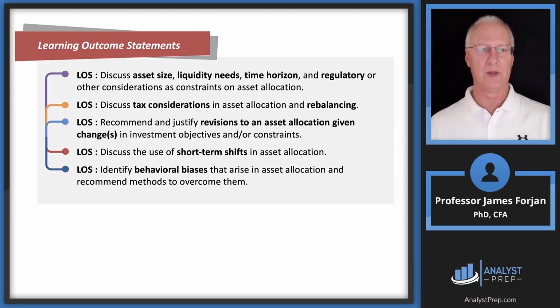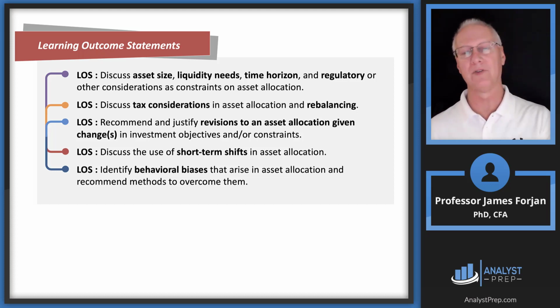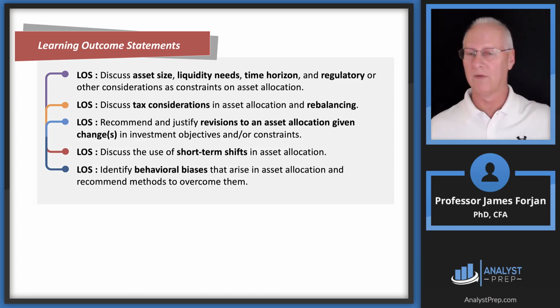Now, you'll see that when we go through these learning outcome statements, we'll talk about some constraints in the first one. Then we'll talk about taxes and short-term shifts. And then notice that last LOS, we'll revisit some of the behavioral biases that we talked about in those handful of readings at the beginning of level 3. It's probably interesting to compare the behavioral biases discussed in this reading with the ones discussed in those first couple of readings and see which ones are repeated. Those are probably ones that you should know for the exam.